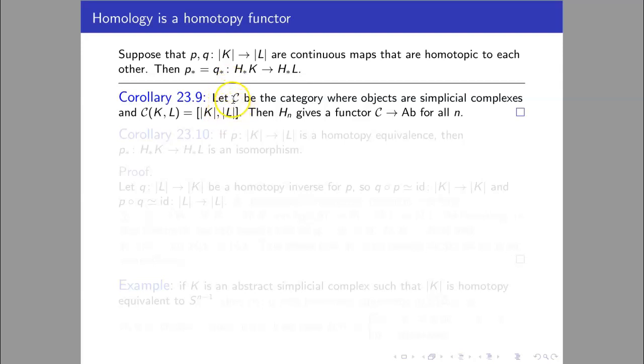We can make a new category, curly C. The objects of the category are simplicial complexes, and the morphisms from K to L are just the homotopy classes of maps from |K| to |L|. So remember what this notation means. We look at continuous maps from |K| to |L|, and then we impose an equivalence relation where we think of two maps as being equivalent if there's a homotopy between them. The equivalence classes are called homotopy classes.